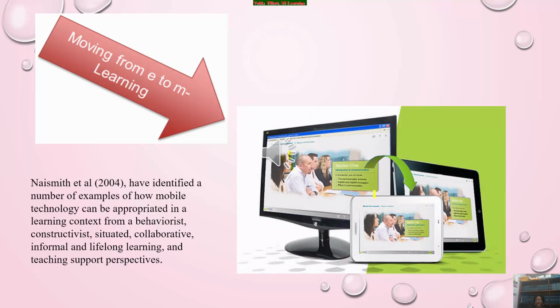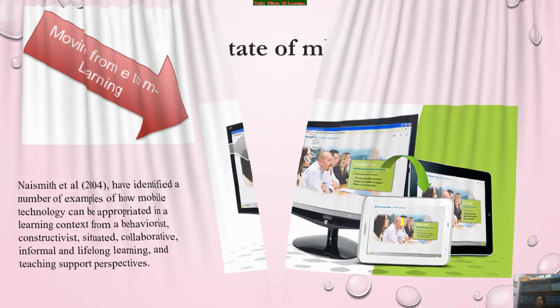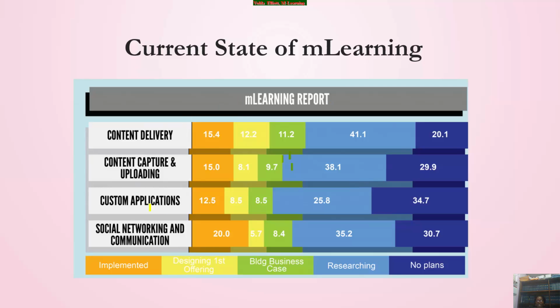Researchers have proven, like Naismith et al. 2004, where a number of mobile devices came into being and information is now being transferred from desktop to mobile devices to stimulate collaboration and other behaviorist and theoretical approaches. The current state of e-learning globally is that content delivery is increasing. The capture and uploading of content is also increasing. Custom applications, social networking and communication are other methods being used today to support mobile learning.